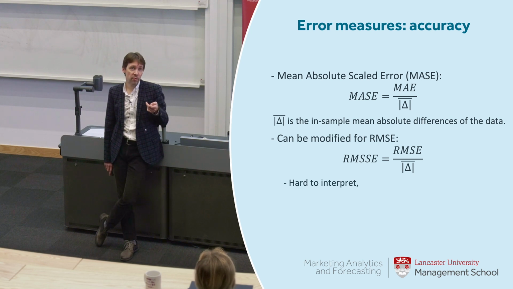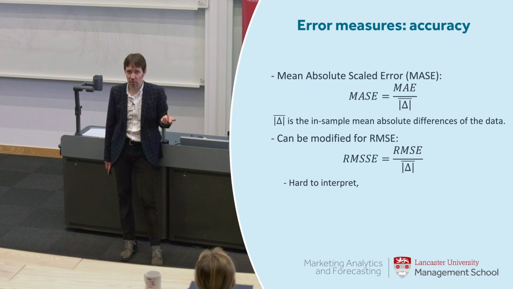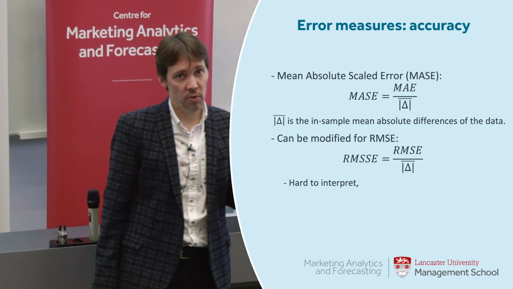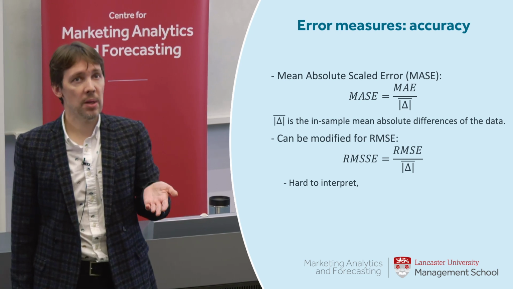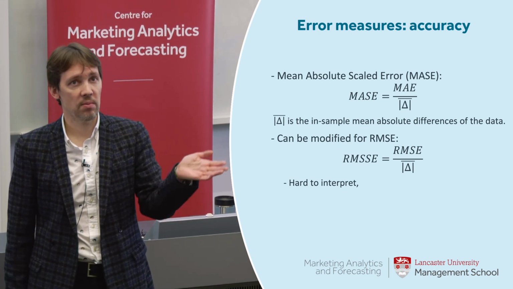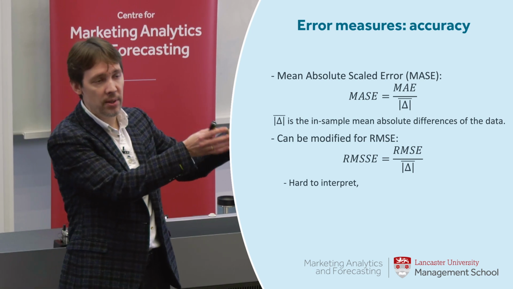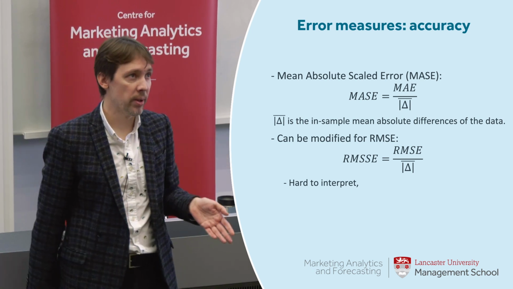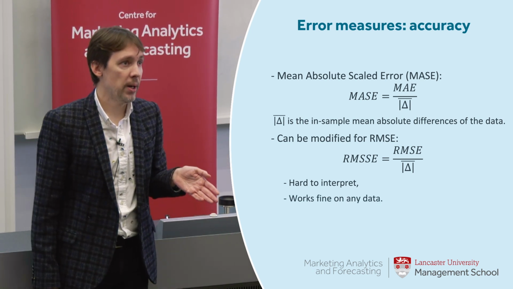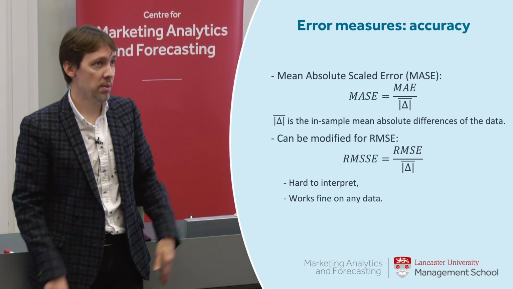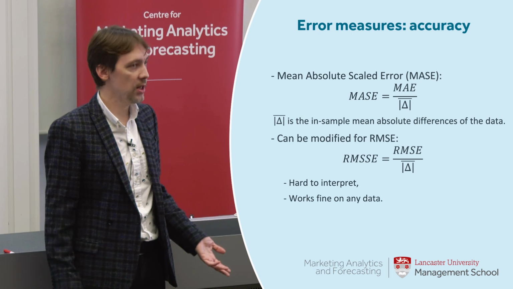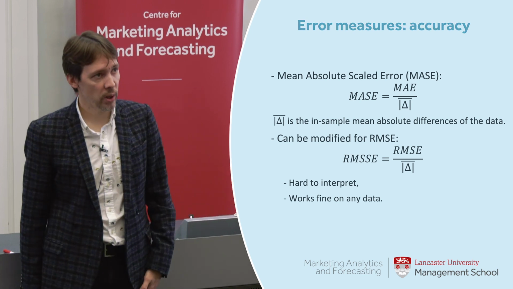And it is a fine error measure, but the problem of both of them is actually they are hard to interpret. So if you get the number, for example, 1.3, it doesn't mean much. It just means that you scaled it by something and that you received this number. But it works fine on any data. You can use it for any time series. And in case of intermittent demand, it should work fine as well.